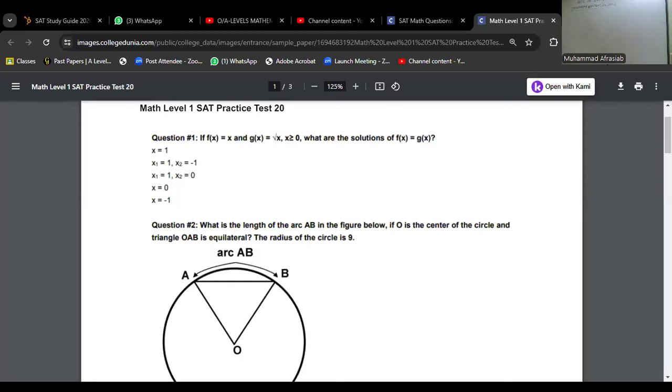Now question number one. If f of x is equal to x and g of x is equal to square root of x, where x is greater than or equal to 0, what are the solutions of f of x equal to g of x? Now, we know that f of x is equal to x and g of x is equal to square root of x.